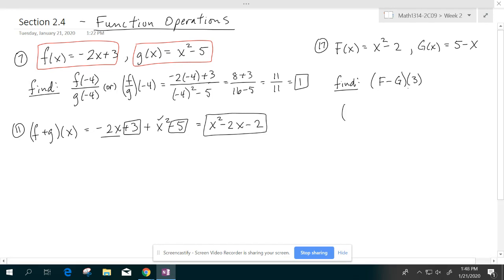First of all, f of 3 is going to be 3 squared minus 2. And then g of 3 is going to be 5 minus 3. Everybody see how that sets up though? So this is all f of 3 and this is all g of 3. 3 squared is 9. 9 minus 2 is 7. That's what I heard. 5 minus 3. And last, 7 minus 2.